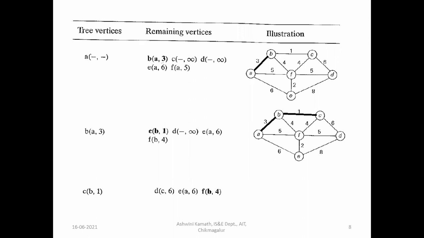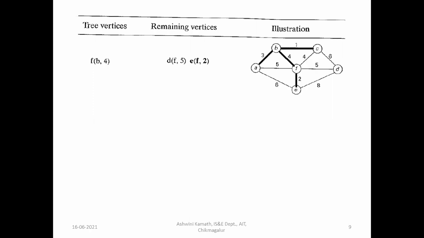So B to F, among these three, B to F, which is equal to 4, is the smallest one. That will be selected. Okay, B to F will be selected. Then B to F, which is equal to 4, will be selected. Remaining vertices are D and E. So here, if we consider F to D, it is equal to 5, and F to E, it is equal to 2. We have to select the one which is having minimum cost. So F to E will be selected.